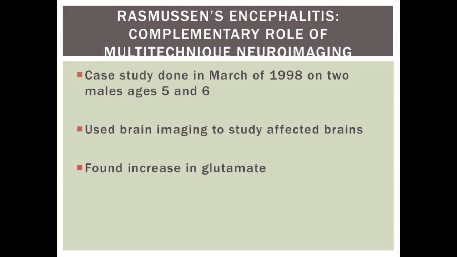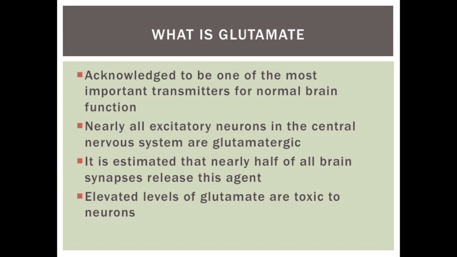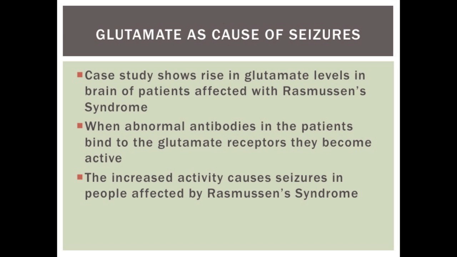Rasmussen's encephalitis: complementary role of multi-technique neuroimaging was a case study done in March of 1998 on two males ages 5 and 6. It used brain imaging to study affected brains, and it found an increase in glutamate levels. Glutamate is acknowledged to be one of the most important transmitters for normal brain function. Nearly all excitatory neurons in the central nervous system are glutamatergic. It is estimated that nearly half of all brain synapses release this agent. Elevated levels are toxic to neurons.